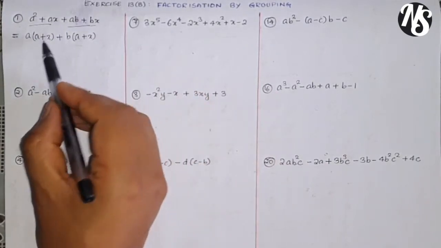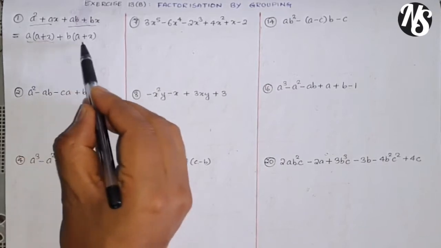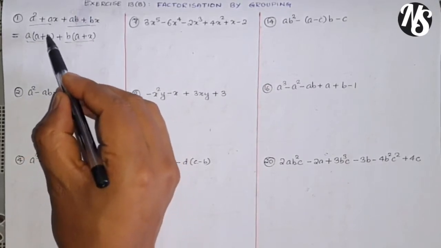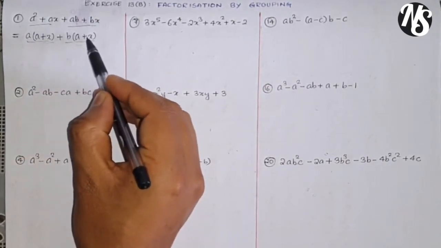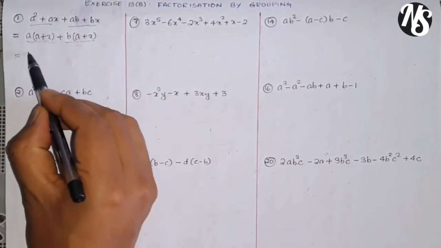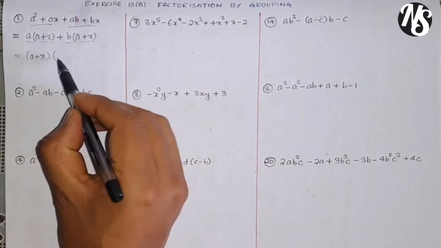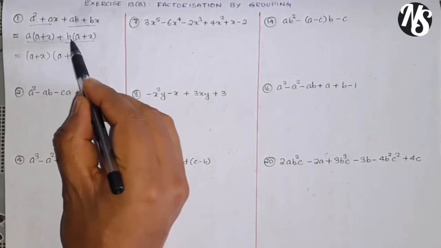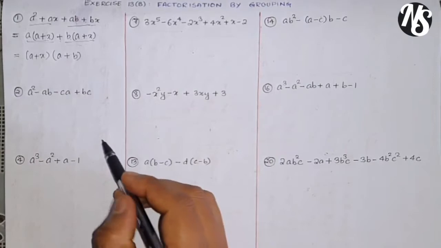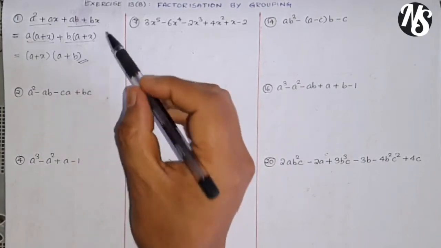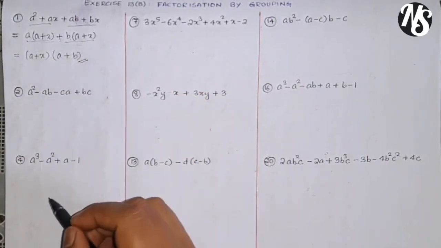Okay, now this is one term, and this is another term, where we see that a plus x is common again, isn't it? So take out a plus x outside, so from the first one we have a left, and we have plus from the second one we have b. Okay, so our answer for this particular question will be this much.